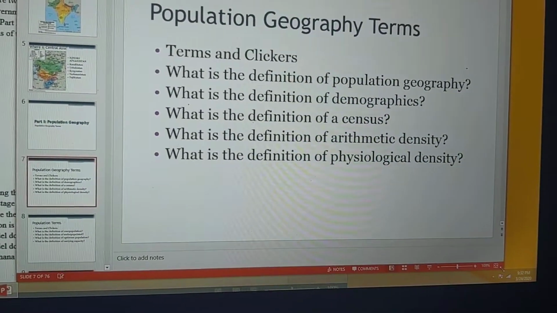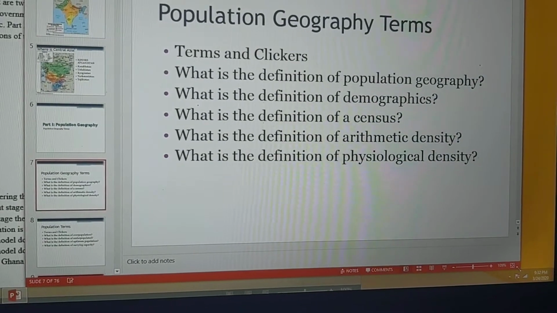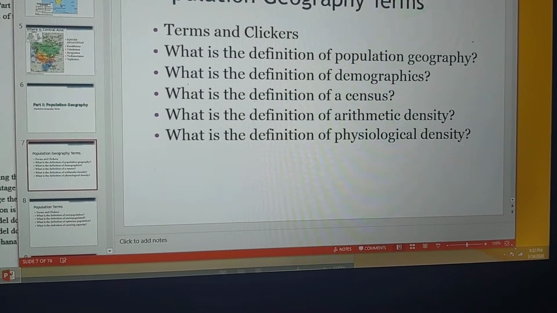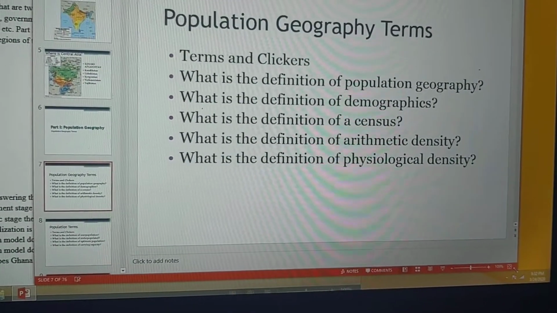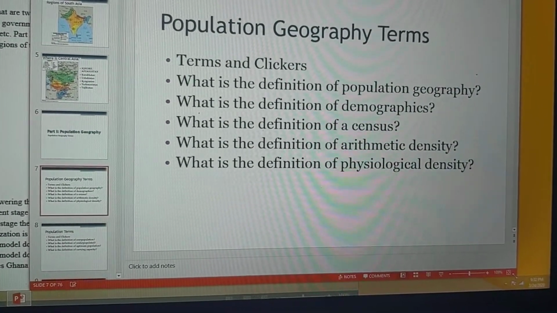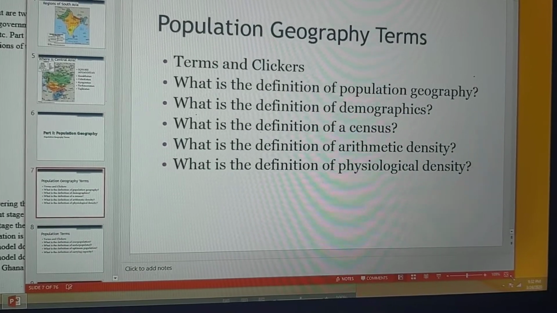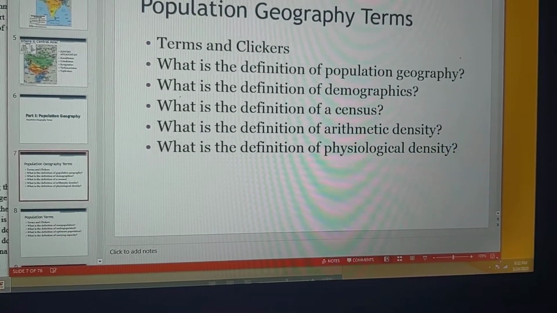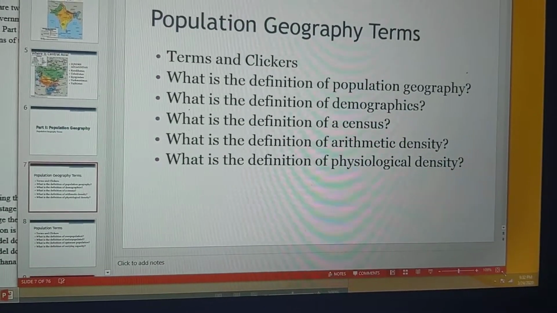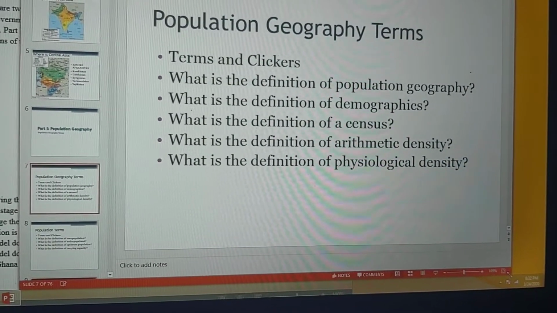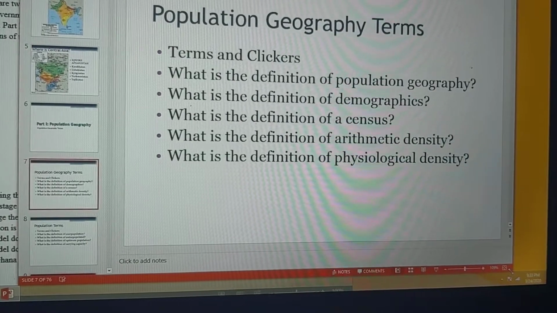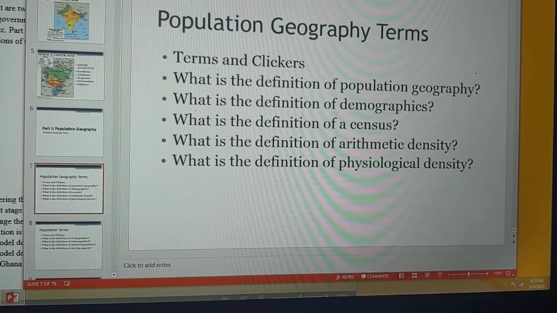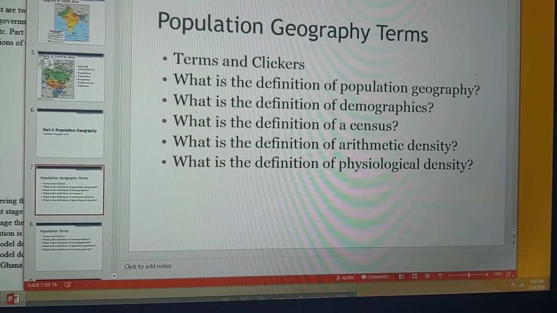Arithmetic density is just like regular density. It looks at the number of people per unit area. And physiological density looks at the number of people per unit of arable land. You're probably thinking, what does this mean? Well, I'll give you an example. If you look at countries like Egypt, arable land means farmable, livable land.